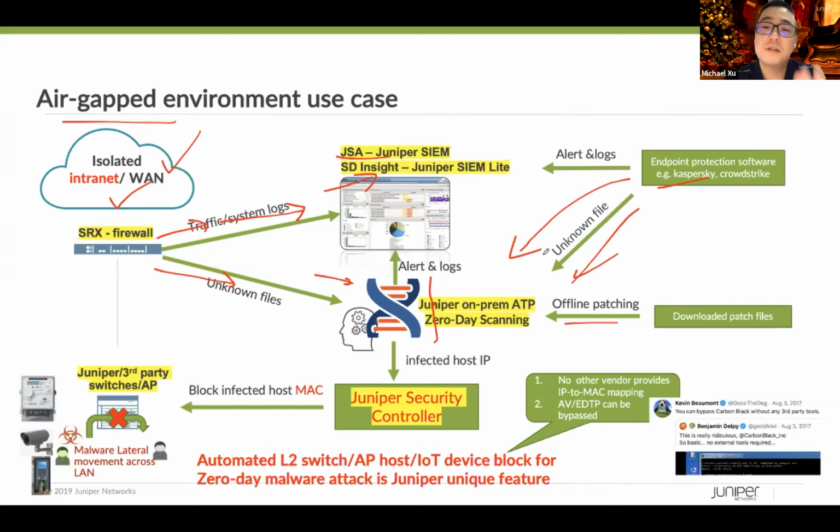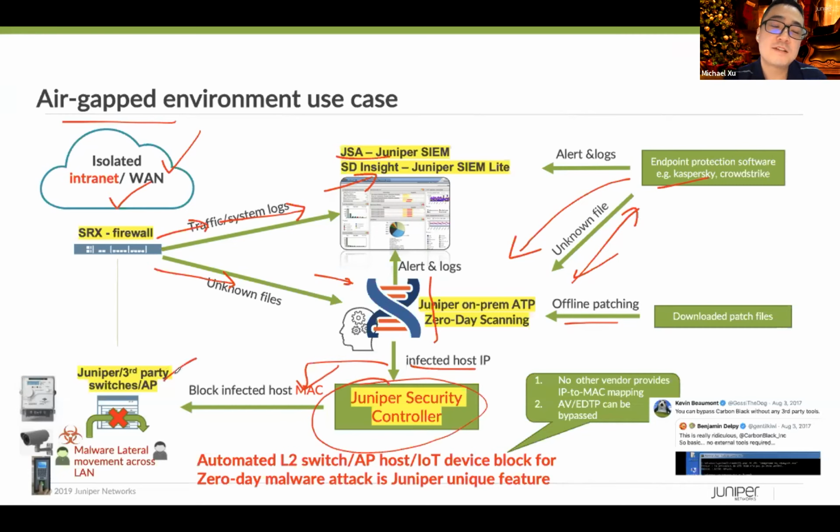And then if it's malicious, our on-prem ATP is going to tell the endpoint protection solutions via the API to block the particular file and also the user. And here, the third one is really the key differentiator of our solution, the key component of a connected security story, which is the Juniper security controller, or in Juniper terms, the Policy Enforcer. What the Policy Enforcer does is translate the infected host IP to a MAC address. You'll be asking, hey, why is that necessary? It's really, really necessary. You know why?